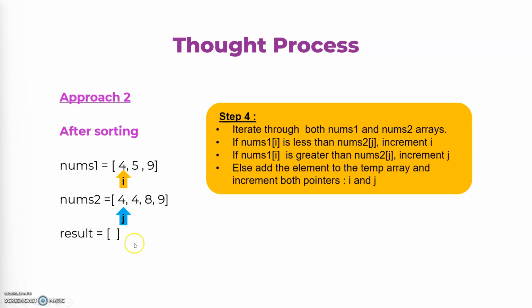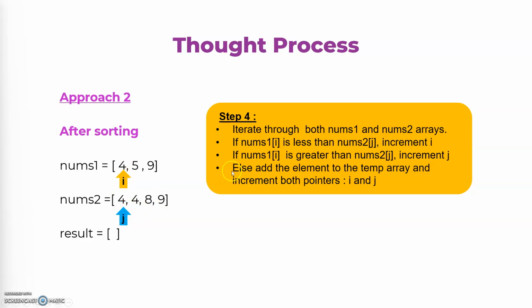Step 4. In this step, we will iterate. While we iterate through, we have to compare the values. If the element at nums1 is less than the element at nums2, then we have to increment the i pointer. If the element at nums1 is greater than the element at nums2, then, because we are looking for elements that are equal, we will need to increment the j pointer.